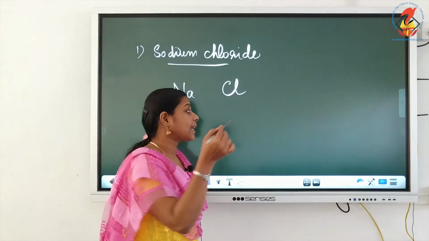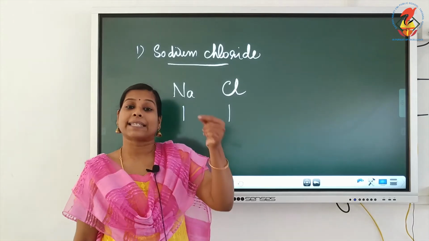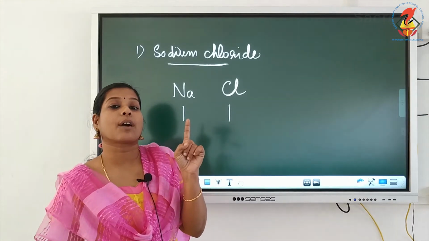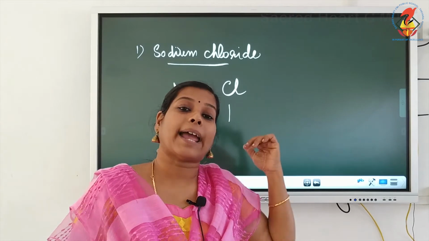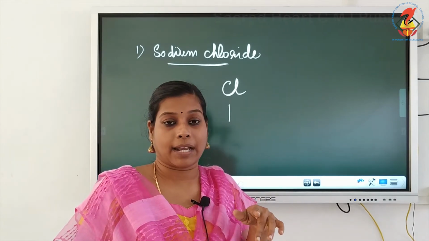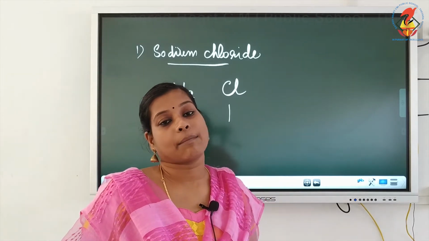Okay. Then the next step: below that we have to write the valency for sodium. Valency is 1, and for chlorine the valency is again 1. That is the second step. Step 1, we identify the elements present, metal or non-metal, and then write the symbol, and then write the valencies below that symbol.